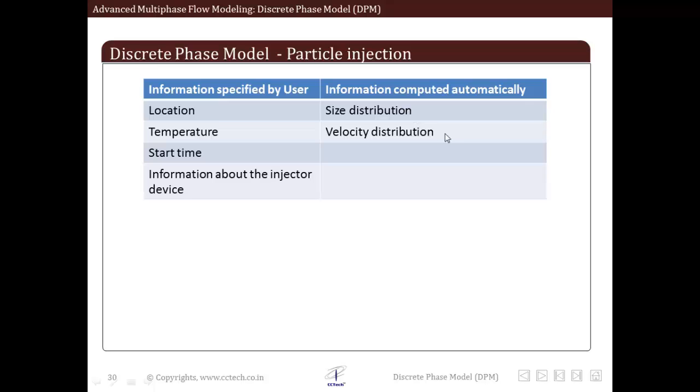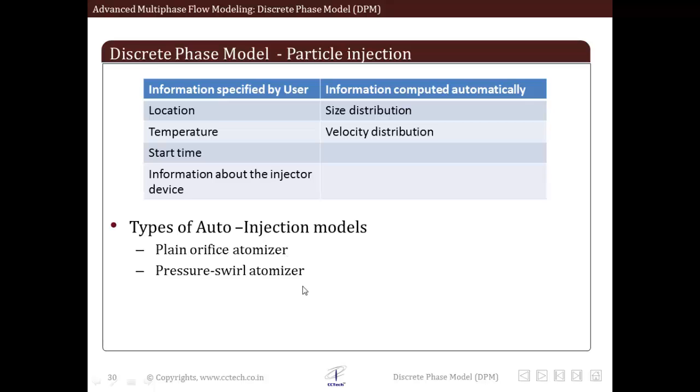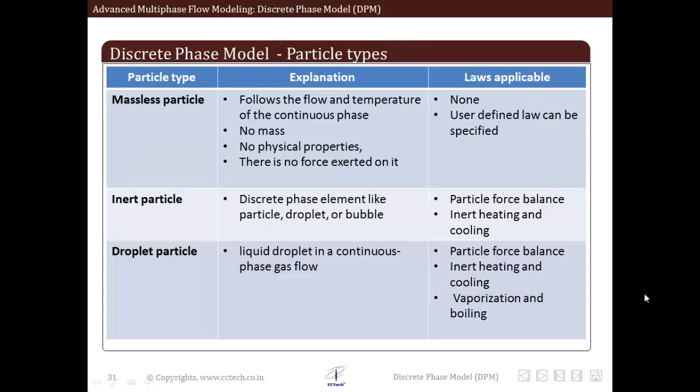That is, which particle will have what size and which particle will have what velocity is automatically calculated by using these various distribution models or automation models. Types of auto injection models that are available are plain orifice atomizer, pressure swirl atomizer, air blast atomizer, flat fan atomizer, and effervescent atomizer. All these submodels we will study in the coming slides.